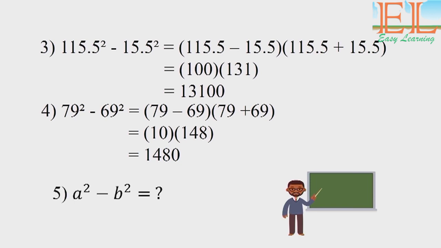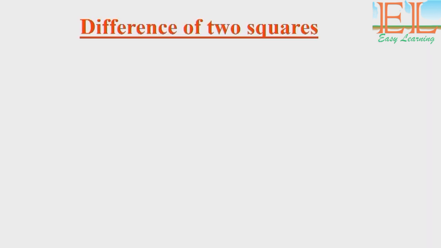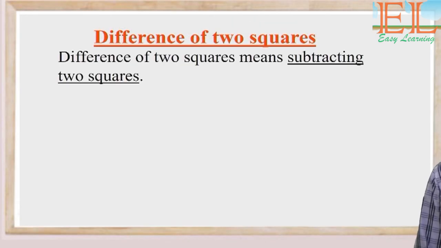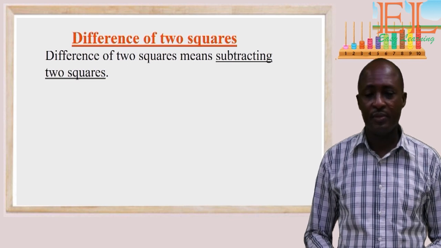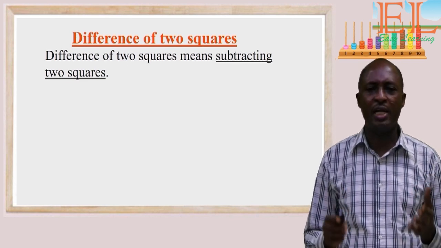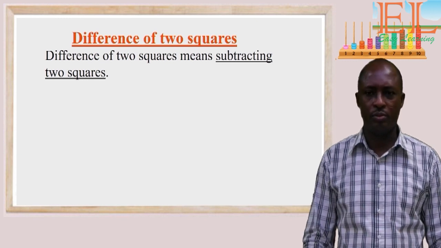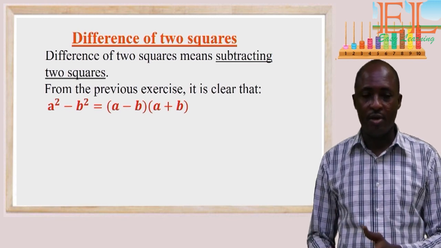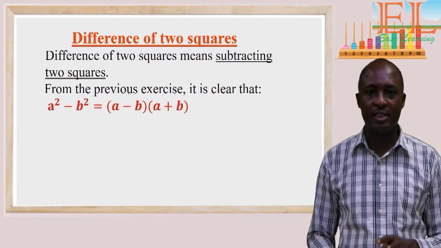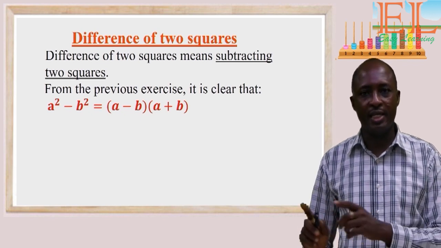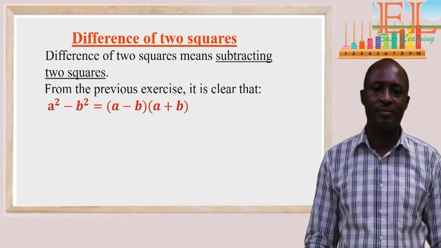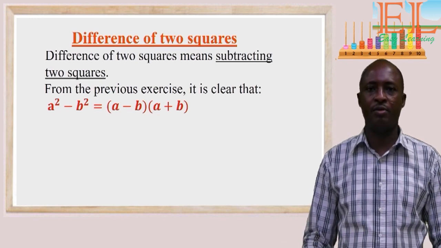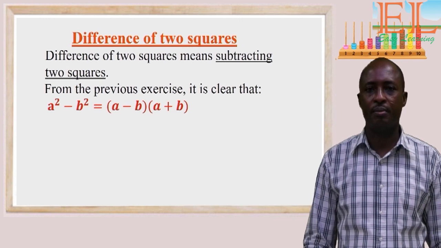Now, what about a squared minus b squared? This brings us to our lesson for today. Difference of two squares simply means subtracting two squares. A square is any term or any number that has an exponent of 2. And so, if I have a squared minus b squared, from the exercise we just did, you can see that I can write it easily as a minus b times a plus b. And that is the factorized form of a squared minus b squared.